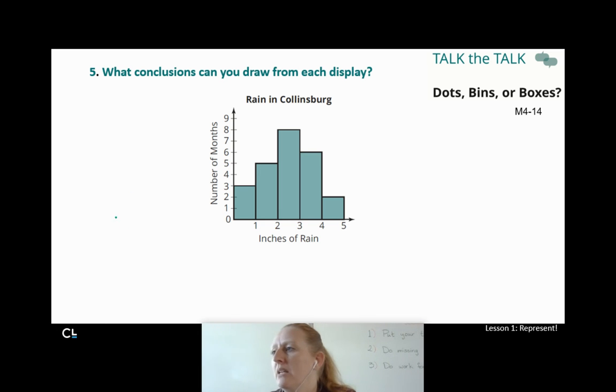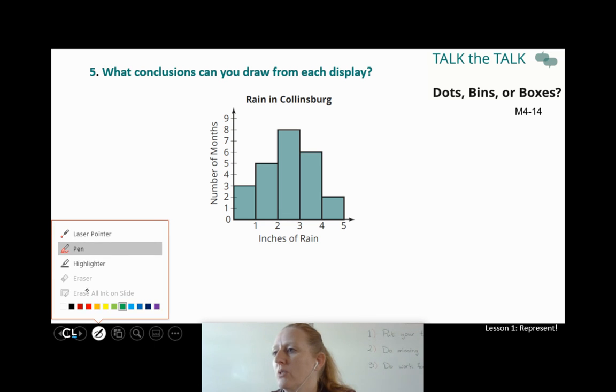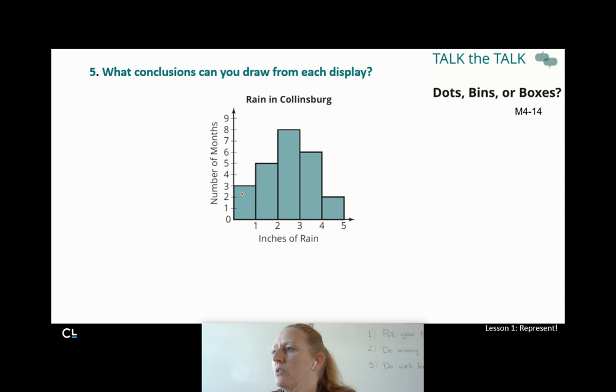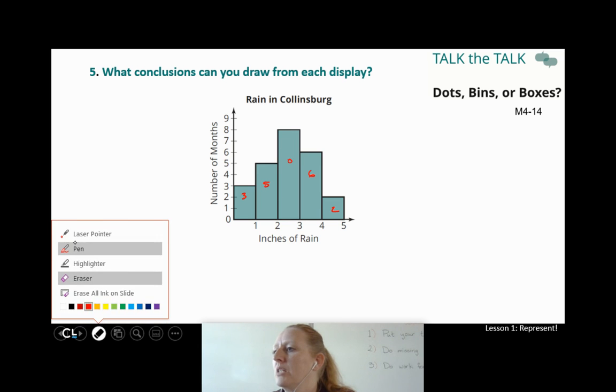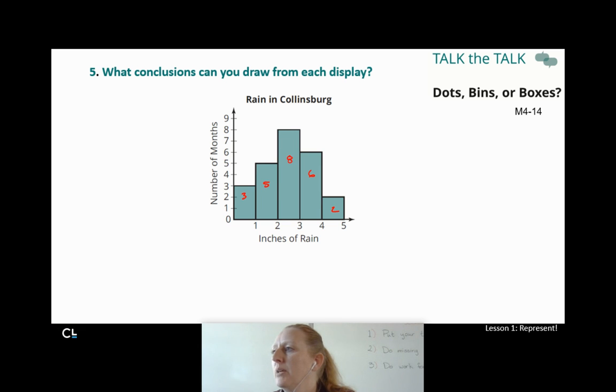And I may even just make a little note, like the numbers, just so it's easier for me. So we said that was 3 months, that was 5 months, that was 8 months, 6 months, and then of course we're back down to 2 months, and my pen is still having fun with me. I will fix it. Better.